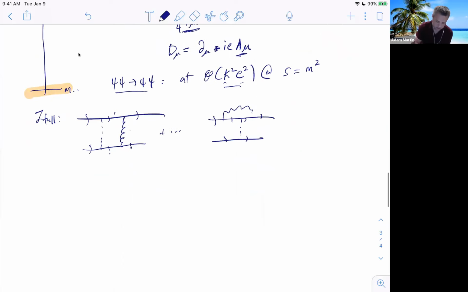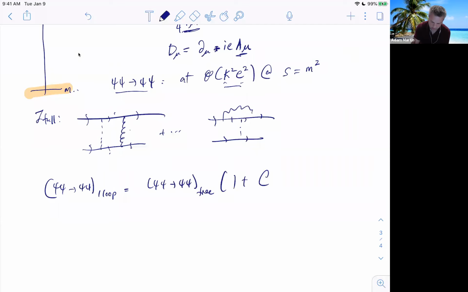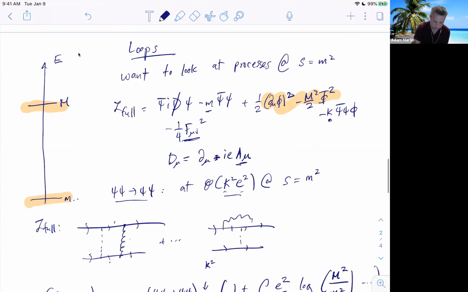But if I was to do this, we would schematically get something like this. At one loop, that's going to equal the amplitude at tree level times 1 plus some constant. Remember the tree level piece has the kappa squared in it. So the thing that's going to appear in the correction 1 plus is just this gauge coupling here. And I could have some nasty logs that appear, like the ratio of this heavy scale to this light scale.